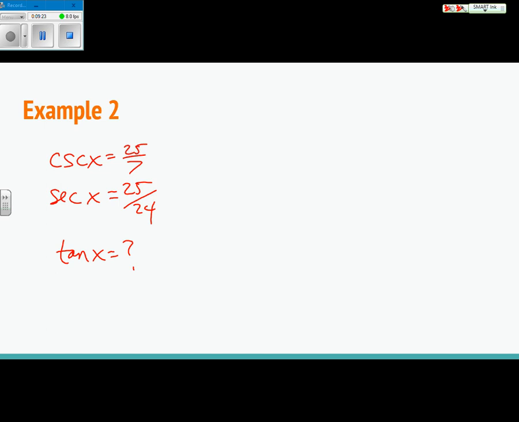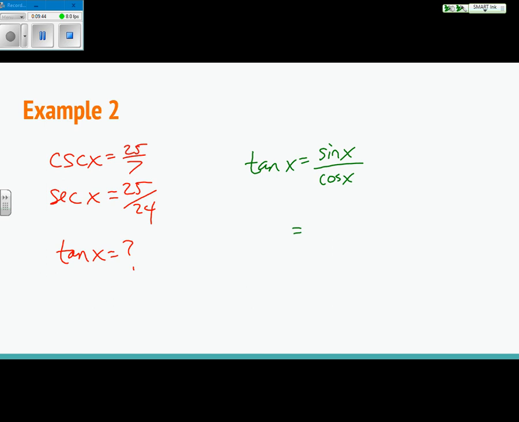Now, which one of my trig identities dealt with tangent? What was tangent in my quotient identities? Was that cosine over sine? Sine over cosine. Okay, so let's write that down. Tangent was going to be sine over cosine.